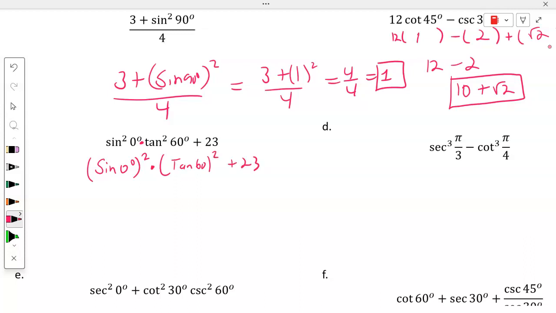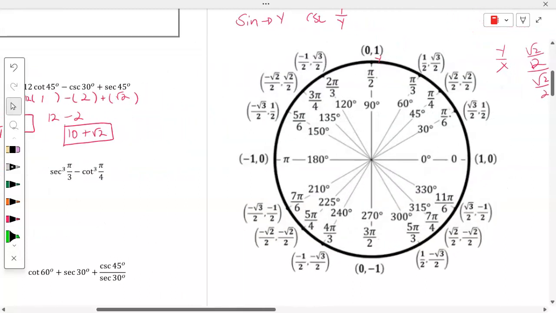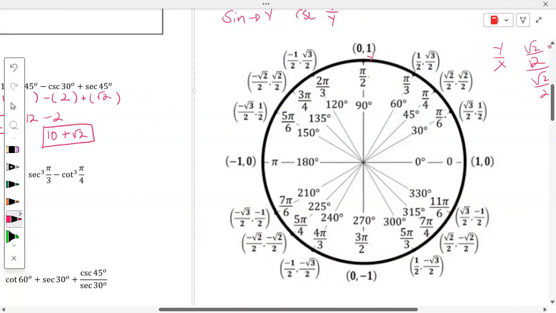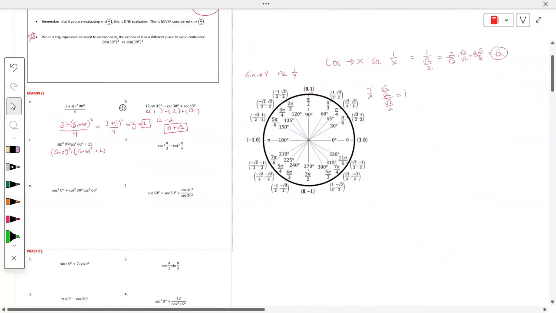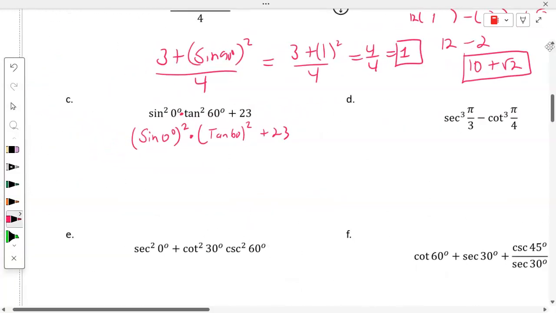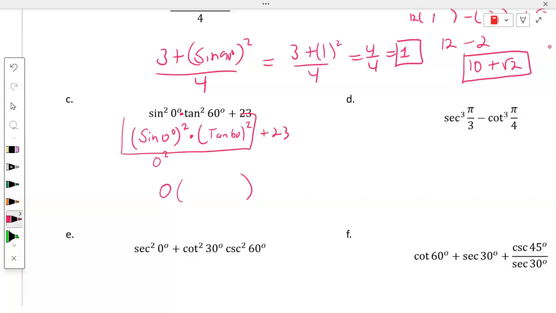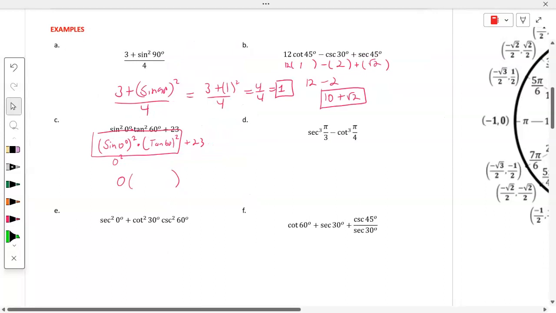Well, the sine of 0 degrees, we look at our reference, 0 degrees should be the y value, so it should be 0. So all that's going to amount to nothing because we know 0 squared is just 0. And 0 times anything, I already know because I'm pretty good at algebra, no matter what the tangent of 60 squared becomes, it's going to be multiplied by 0. So the answer for the first part here is going to essentially cancel out, and the answer is going to be 23. But let's actually indulge ourselves here.